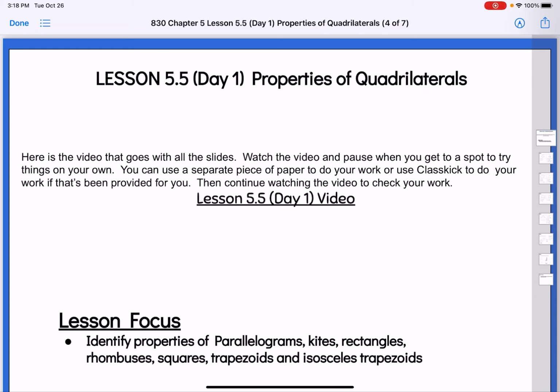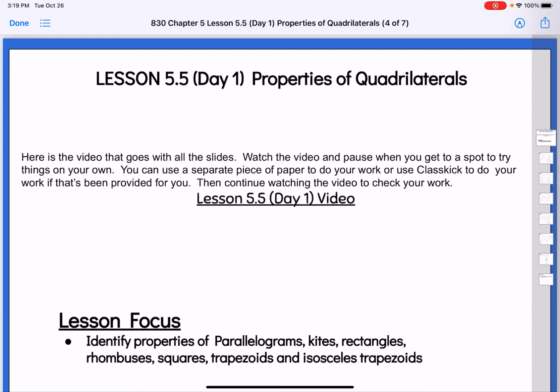Okay, so the second topic here on our properties of quadrilaterals, 5.5 day 1, we are going to get deeper into all of the properties of those different types of quadrilaterals that we talked about yesterday. Yesterday we just got the basic idea, right? What are the basics of all of those different types of quadrilaterals? So today we're going to get into all the details.